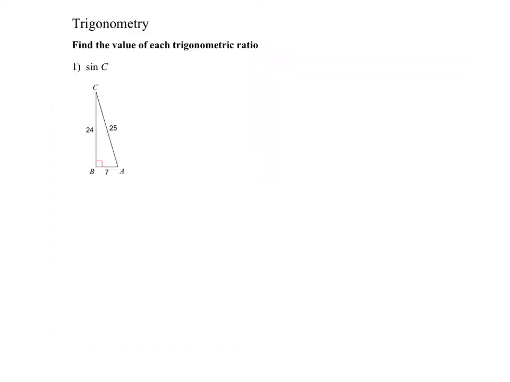This one is asking me to find the sine of C. So I want to find the sine of that angle. Sine is opposite over hypotenuse. My opposite leg from C is the one that is not forming the angle with the hypotenuse. So the opposite, in this case, is 7 over the hypotenuse, so sine of C equals 7 over 25.